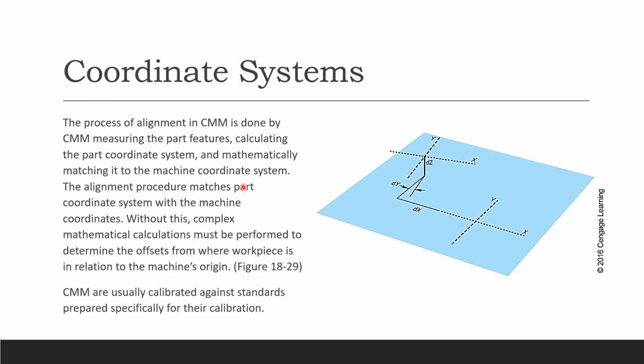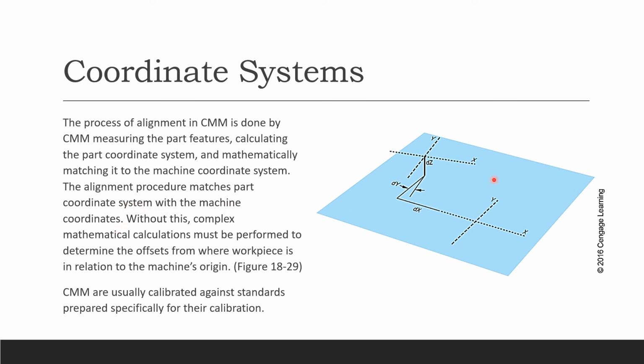Okay, the process of alignment. Important thing in measurement again, alignment. So in machine it is done by CMM measuring the part feature. First it's telling you to do the measurement and then calculate the part coordinate system, which is your X, Y, and Z, and then mathematically matching it to the machine coordinate system. This is your measurement coordinate system, and you have another coordinate system which is completely programmed inside of your machine. So the alignment procedure matches the part coordinate system with the machine coordinates.